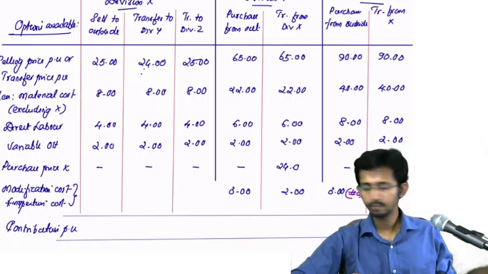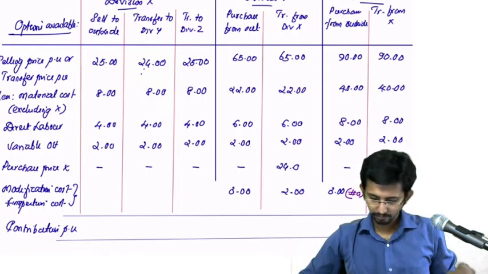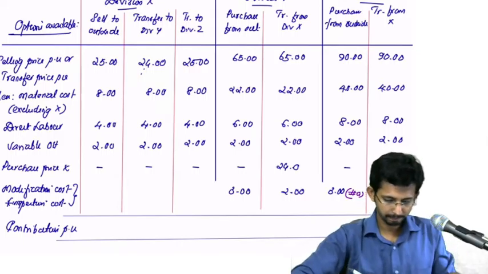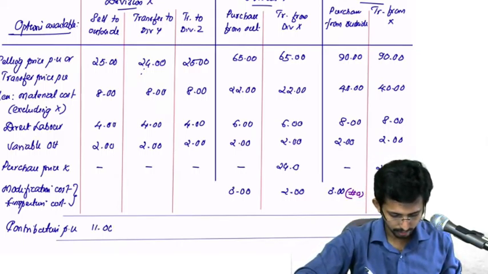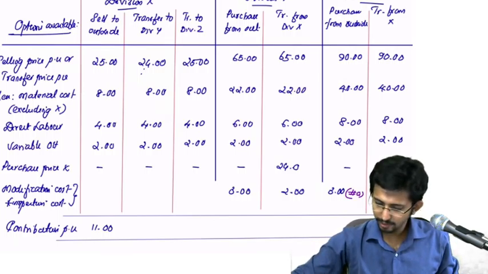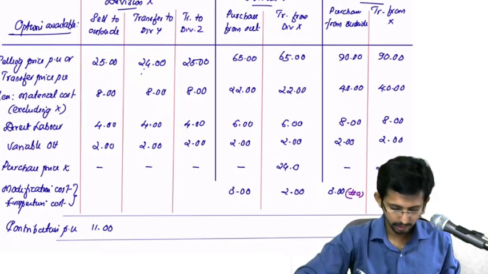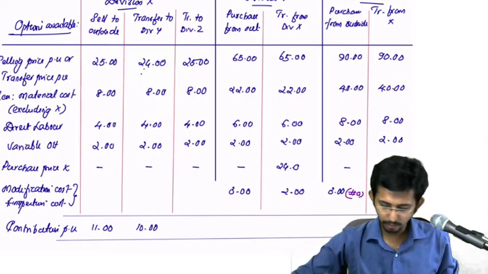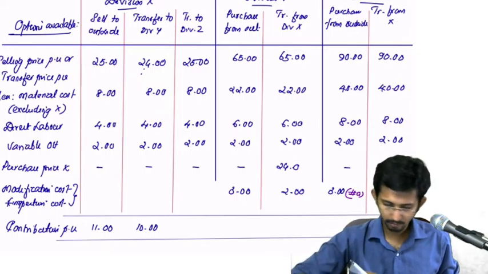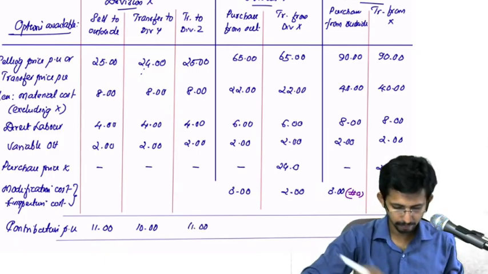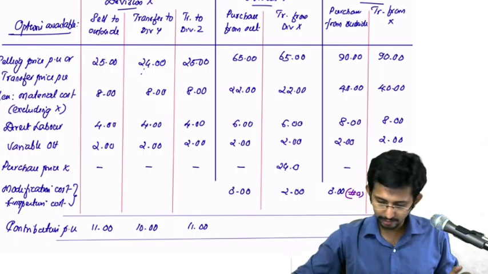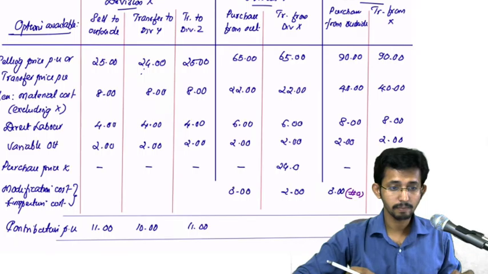Okay, 25 minus 8 minus 4 minus 2, that is 11. So here it is 11 per unit. 24 minus 8 minus 4 minus 2, this is 10 per unit. Then 25 minus 8 minus 4 minus 2, this is 11 here. Then in this case 65 minus 22 minus 6 minus 2 minus 3, 32.